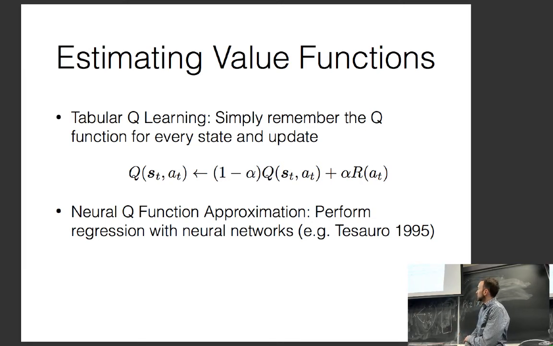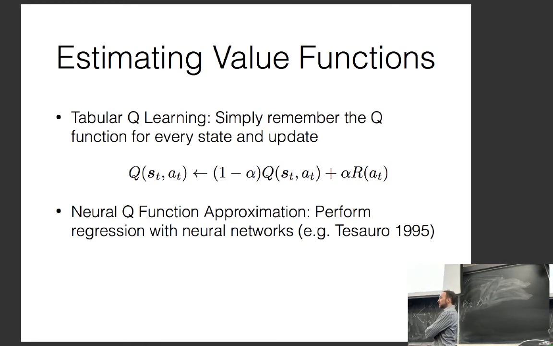So instead, what you do basically is you perform regression on this Q function where you take in some representation of your state and your action, and you try to predict what your Q value would be. And actually these neural Q function approximators were maybe one of the first really big high-profile successes in reinforcement learning.